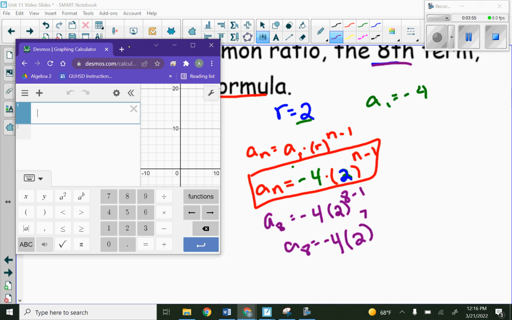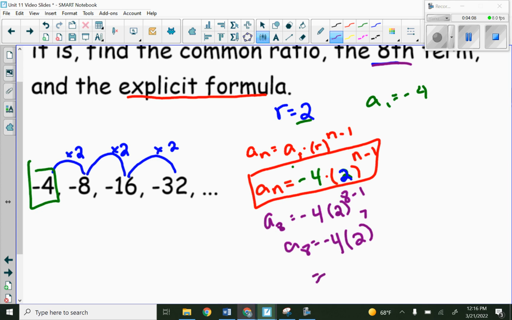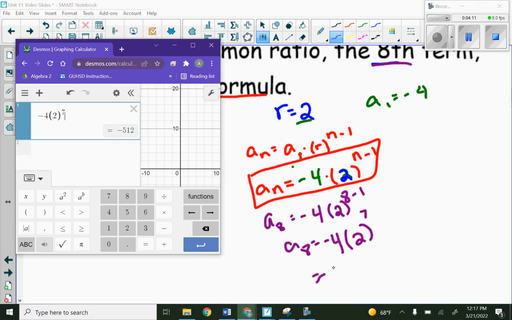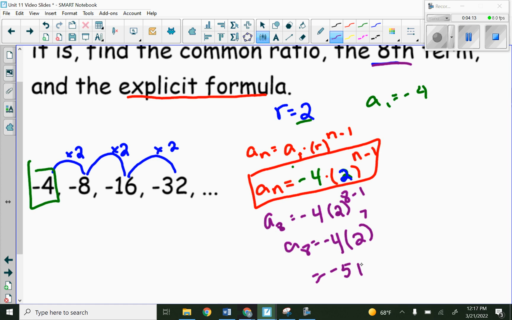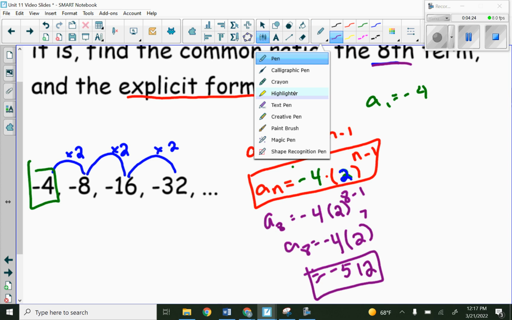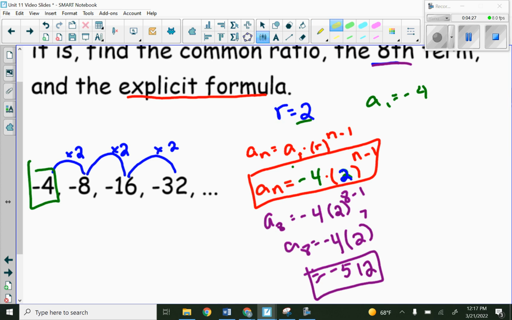So we have -4 times 2 to the 7th power. And we get, double check, -512. Wow. So here, I will highlight all our answers for this question. It's geometric, yes, because there's a common ratio. There's our explicit formula, and here's our eighth term.